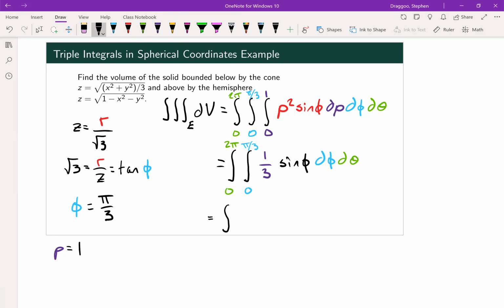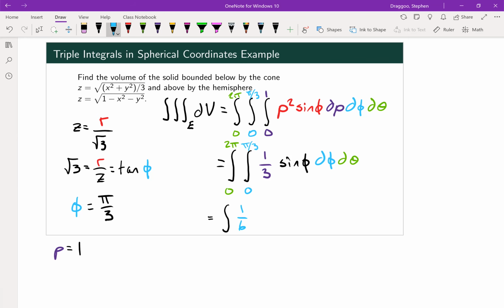So if we integrate sine of phi, we should get negative cosine of phi. And if we plug in pi over 3, we'll get negative 1/2. And if we plug in 0, we'll get negative 1. So we're going to have negative 1/2 minus negative 1. So negative 1/2 plus 1 is 1/2, times 1/3 is 1/6.